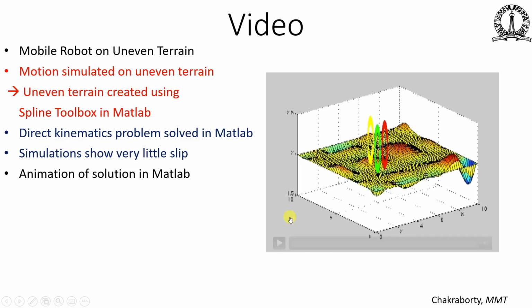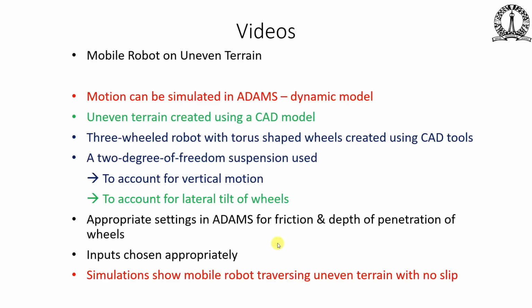Okay, so it is looking a little crude, but nevertheless, you can see that the three wheels are moving on uneven terrain. And I had actually showed you earlier plots of this direct kinematic simulation and showed that there is no slip. In the next slide, I will show you some videos obtained using something called Adams.